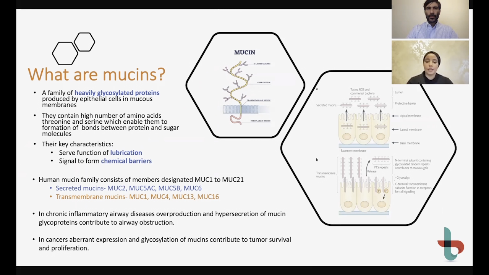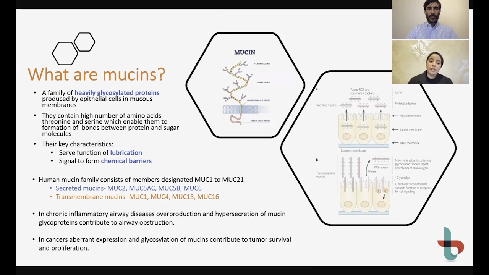So we'll start by saying what mucins are. Mucins are basically proteins which are heavily glycosylated. They are produced by epithelial cells. When we say that they're heavily glycosylated, what we mean is that they have a lot of sugar molecules attached to them. This is very important because it serves the role of a lubrication molecule, which protects epithelial tissues. They have a high number of two amino acids called threonine and serine, as well as other amino acids, and this is very important because it helps formation of bonds between the proteins and the sugars.